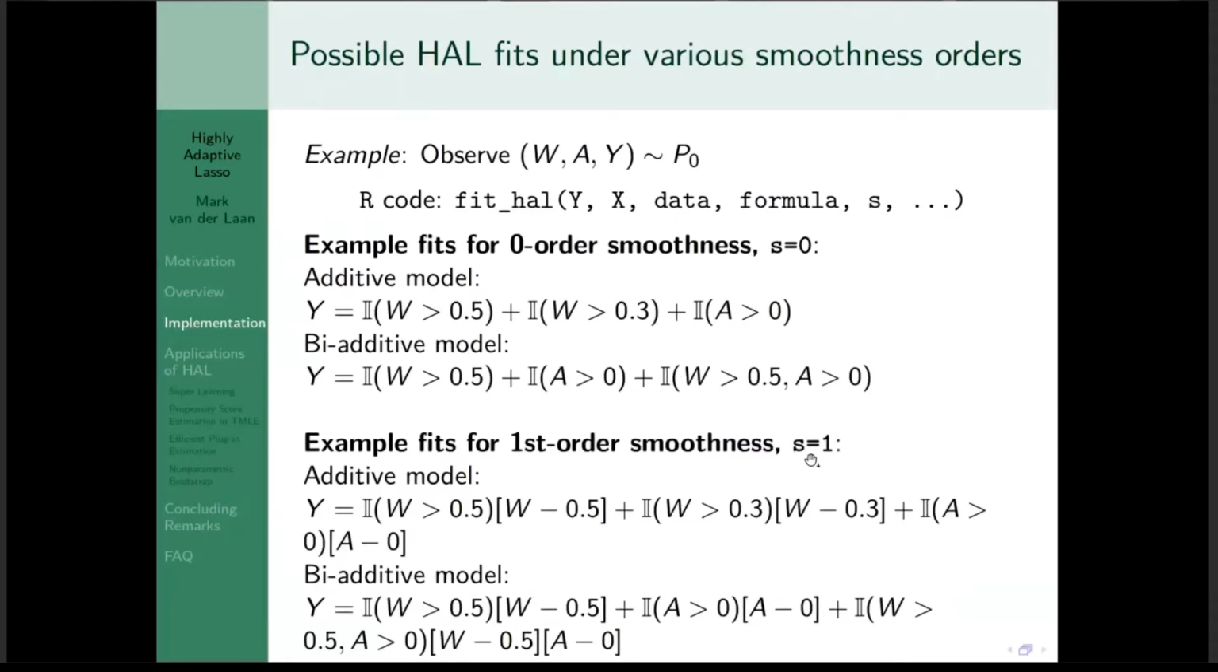But if you want first order splines, you can specify S is 1. And then you get these first order splines, which are of the form like indicator W bigger than 0.5 times (W minus 0.5). So that means it's 0 up to 0.5. And then instead of jumping to 1, it goes in a straight line, W minus 0.5. So it becomes a straight line going up.